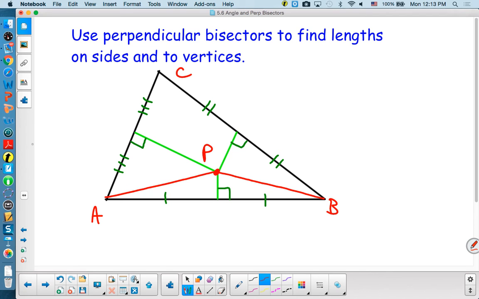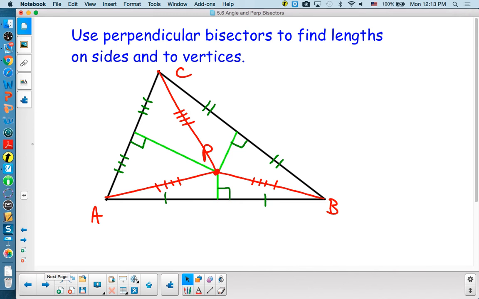Turn your paper or turn your thoughts. P is on the perpendicular bisector of CB. So P to C and P to B are the same length. Again, if you think about turning it, P is on the perpendicular bisector of CA. So then, as we've got marked, PC and PA are the same. So all of these red segments are the same length. P is equidistant from all the vertices of the triangle.